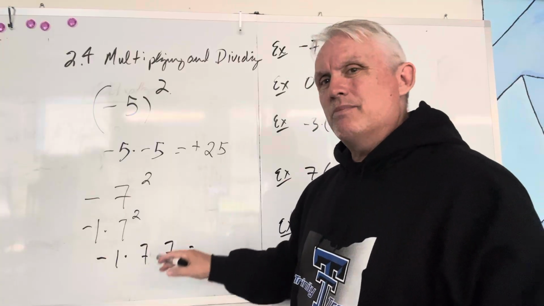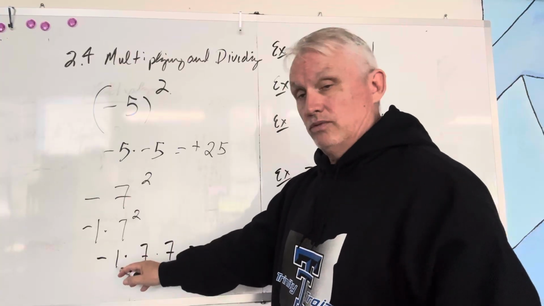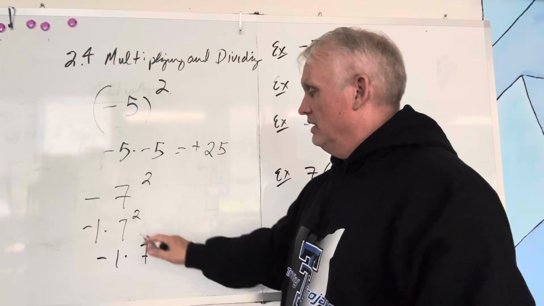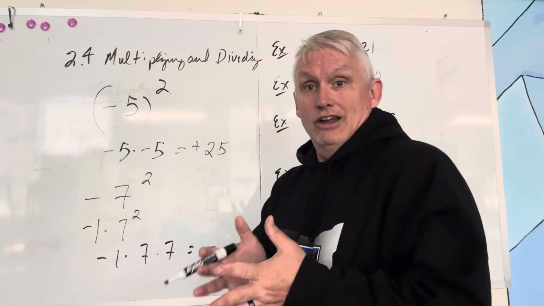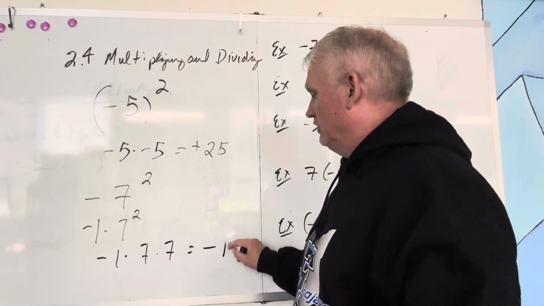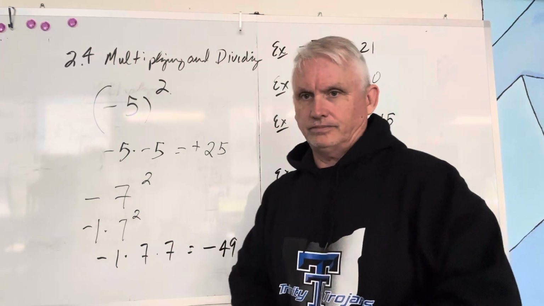You have an odd amount of negatives. You just have one negative, so your answer is going to be negative. 1 times 7, well, that's 7. 1 times any number is that number, times 7, which is 49.